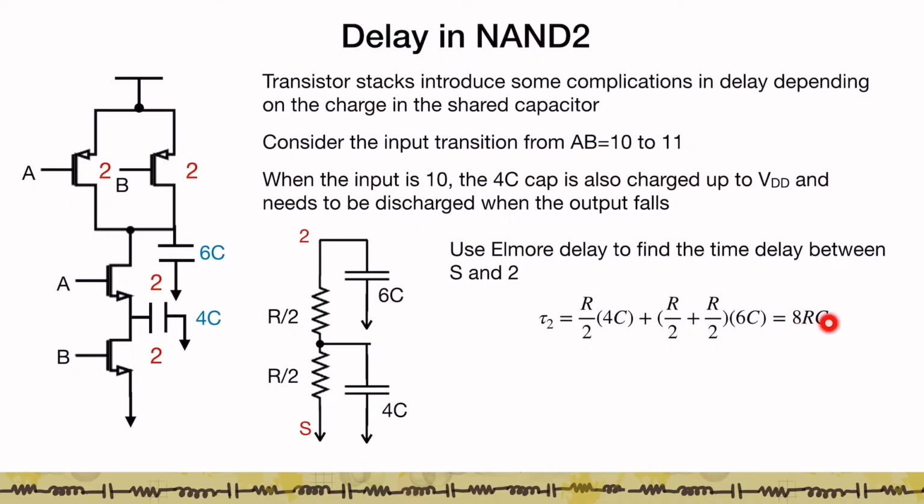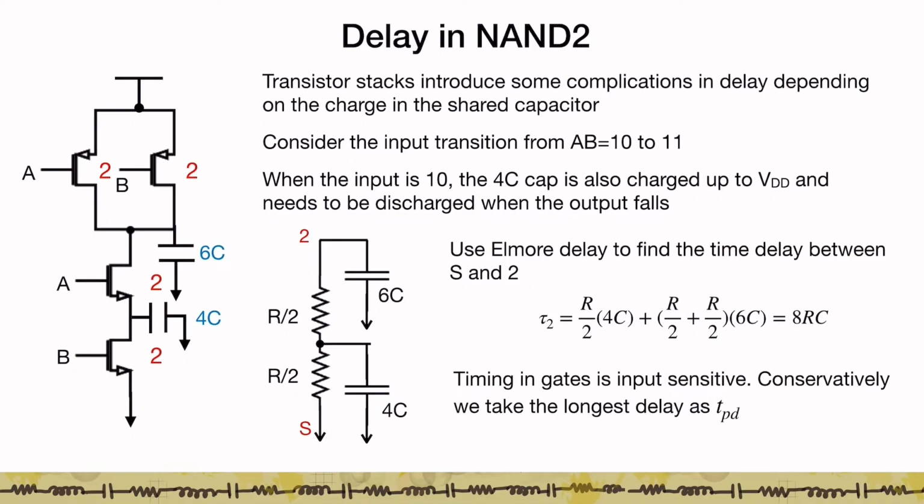So what you see here is that this delay is going to be longer than the 6RC that we had estimated previously. And that is because of this 4C capacitor which is coming into play, which is causing the delay to increase. And so what you need to keep in mind is generally when we look at complex gates, timing in the gate is input sensitive. And so many times we'll have a bunch of delays associated with the gate, and the delays depend on what the input transition is going to be. So conservatively we take the longest delay to mean the propagation delay of a given gate.